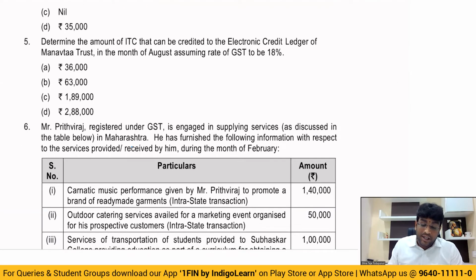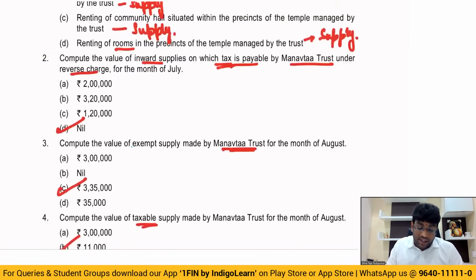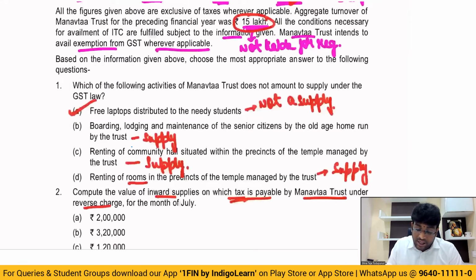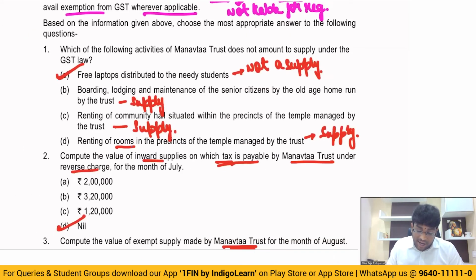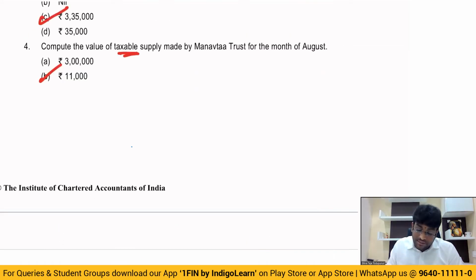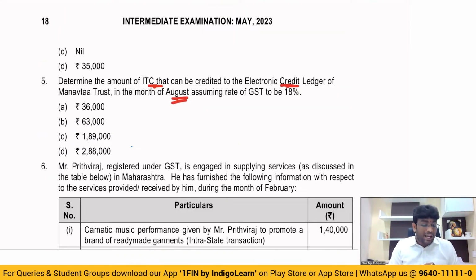Last point. Determine the amount of ITC that can be claimed, credited to the credit ledger in the month of August. So for the month of August, what is the input he had? Buses will be claimed in September. Catering service, no ITC because it's exempt. What is the balance left out? Used for supplying taxable supply 3,50,000. On this, whatever GST we paid, I'll claim it as ITC. And what is the rate of GST? Assume the rate of GST to be 18%. So 3,50,000 into 18% will work out to 63,000 rupees.